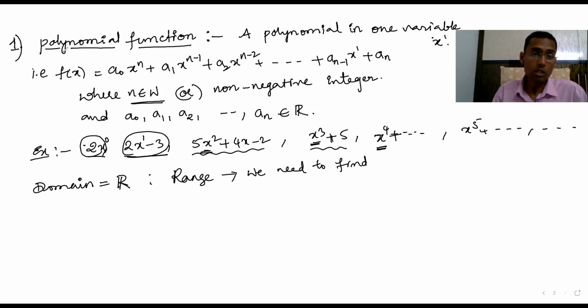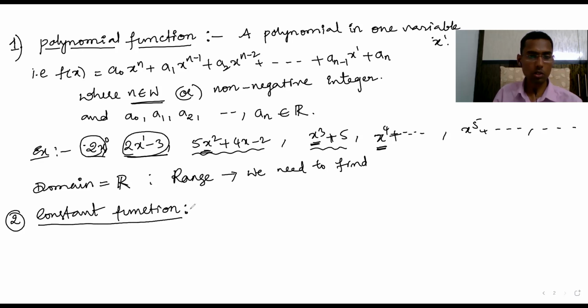In this polynomial function, I am now telling the types. This polynomial alone is called a polynomial function, because you learned it in 9th and 10th grade: constant polynomial, linear polynomial, quadratic, biquadratic, cubic, and all. So now we'll try to find the range for these polynomial functions. First, the constant polynomial is called a constant function.